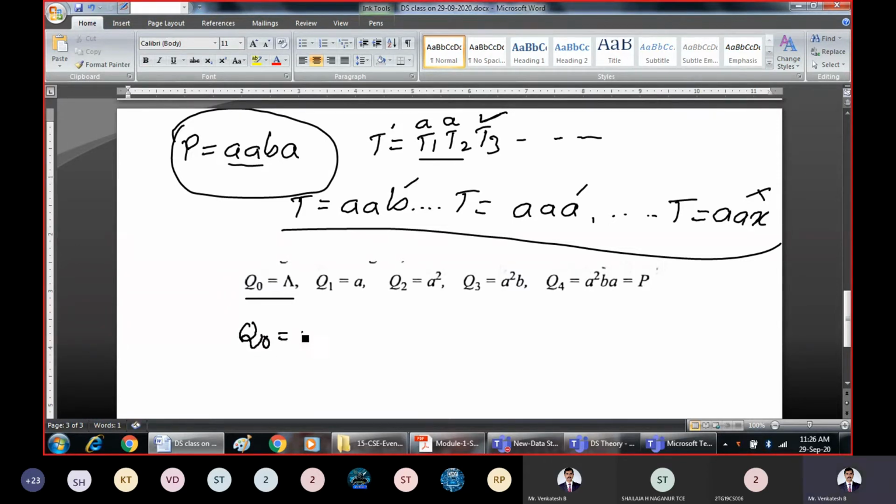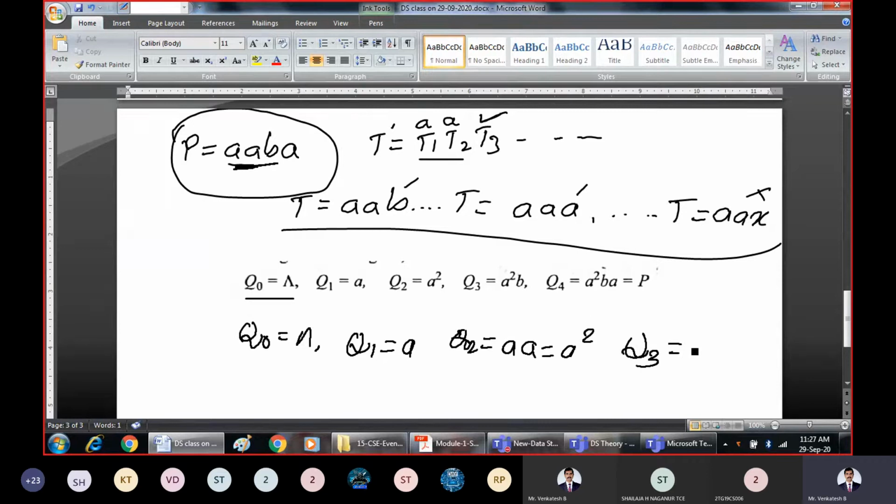So Q0 is equal to null. It is lambda, which indicates none. There are no characters. Q1 indicates A, that means the first character. So Q2 indicates AA, that is nothing but A square. Here, the first two characters are what we want to match, so we are concentrating on those. And depending on them, we are writing the states. Then what does Q3 indicate? Q3 must be AAB. The next pattern, the next substring, must be AAB.